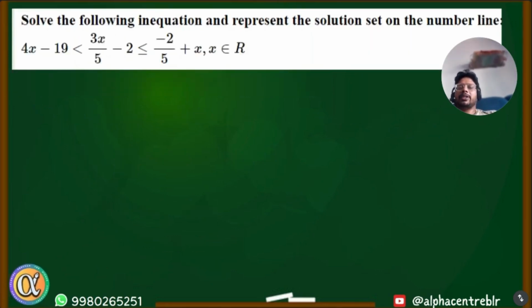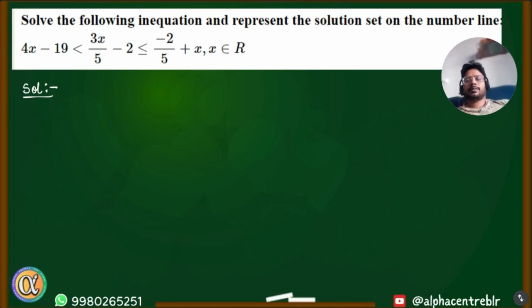Okay, let's see the final question for today. I'll give you a chance to try it on your own. I got the answer. Yes, please tell. So the solution set is x where -4 is less than or equal to x, and x is less than 5. So -4 to 5.